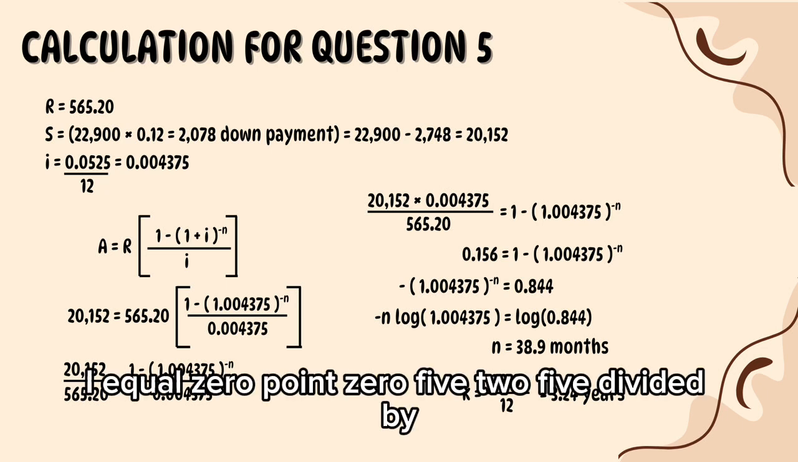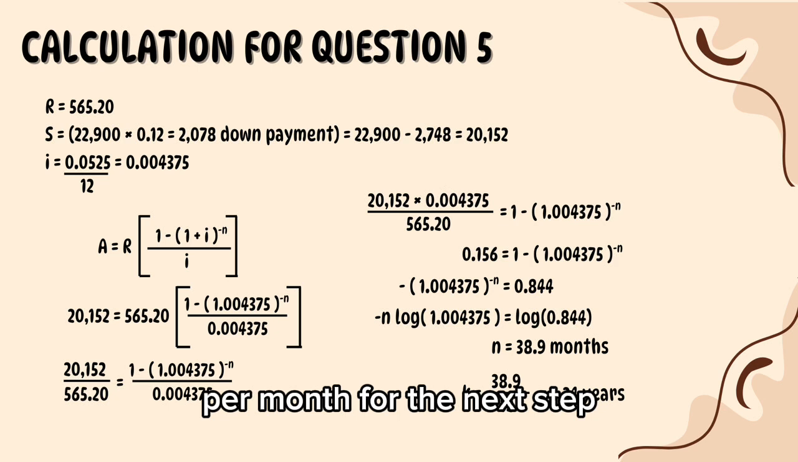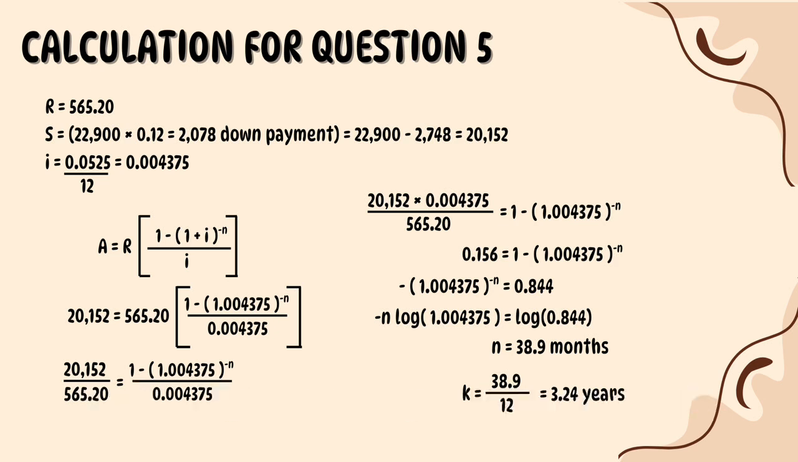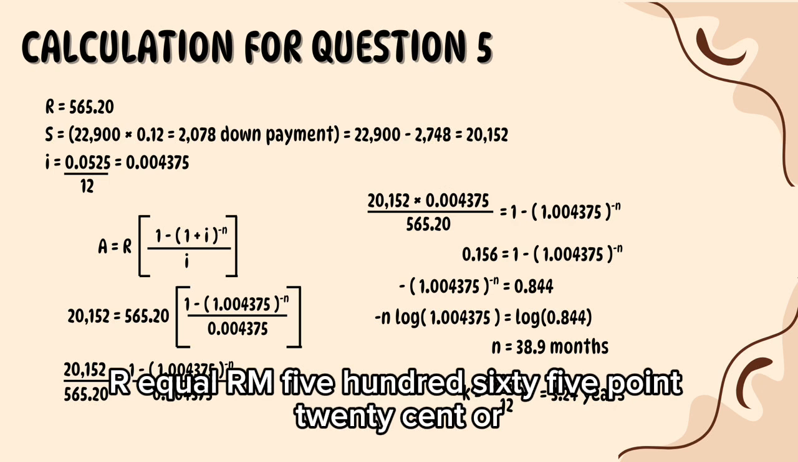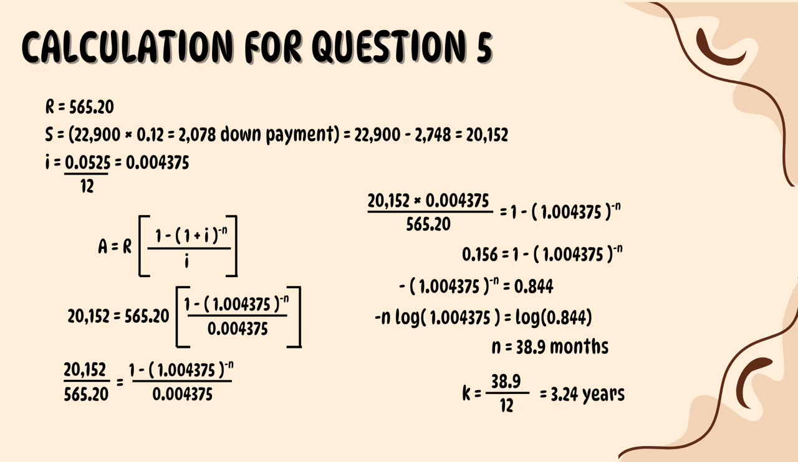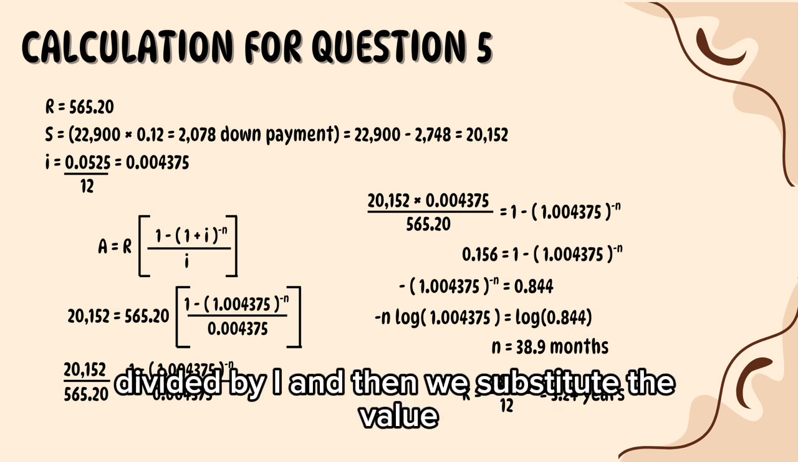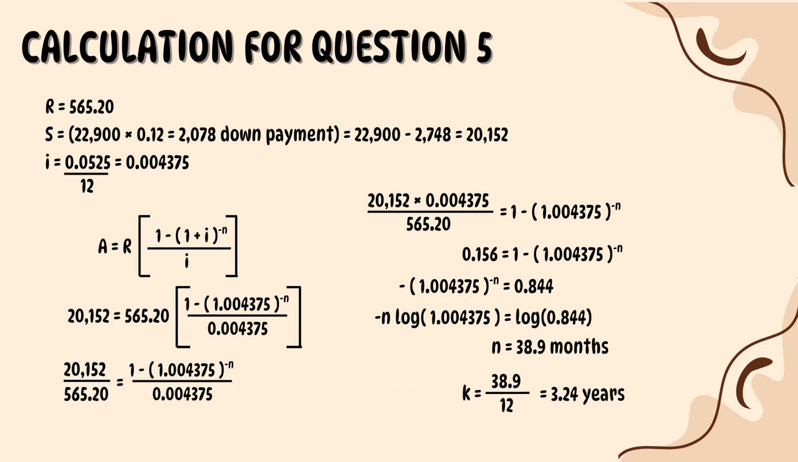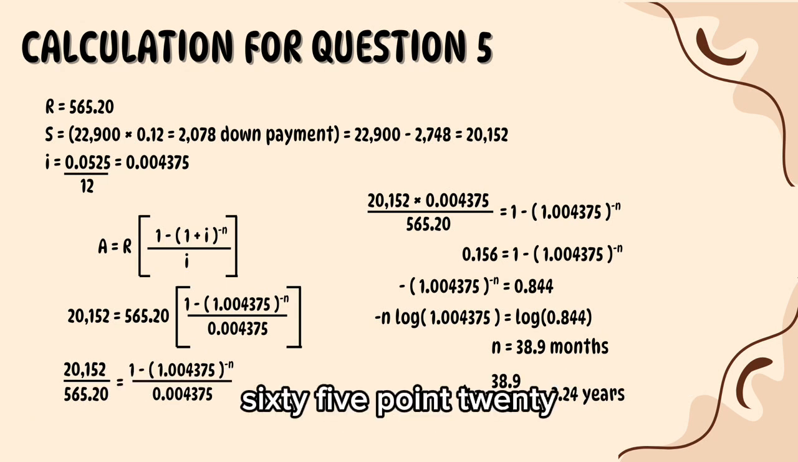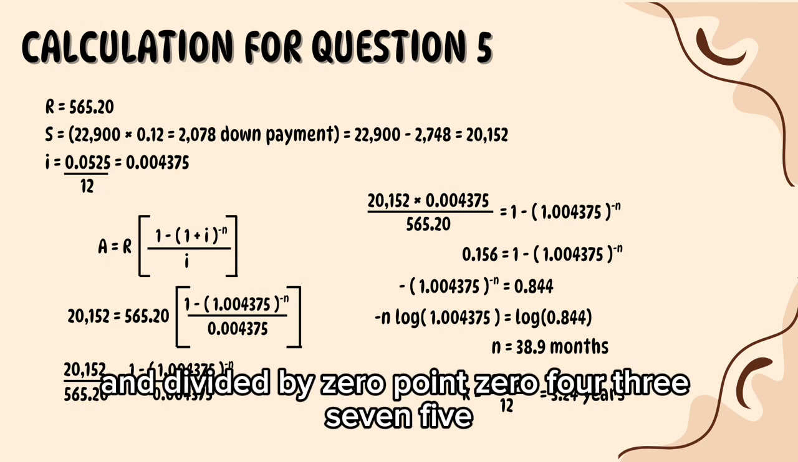The monthly interest rate i equals 0.0525 divided by 12, and then we get 0.004375 per month. For the next step, we identify the monthly installment, which is R equals RM565.20. We use the present value of annuity formula, which is A equals R times 1 minus (1 plus i) to the power of negative n, divided by i. Then we substitute the values: 20,152 equals 565.20 times 1 minus 1.004375 to the power of negative n, divided by 0.004375.